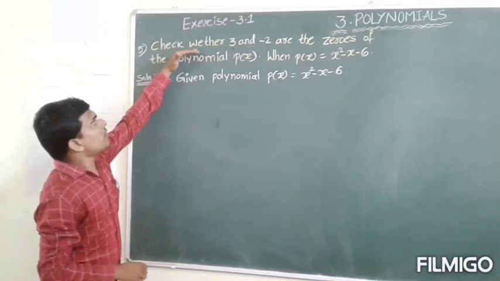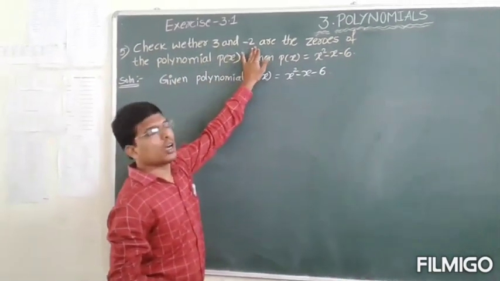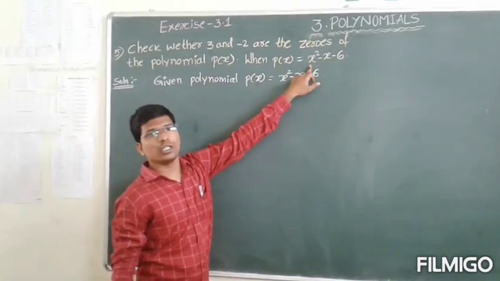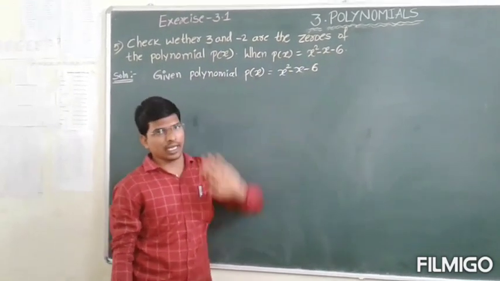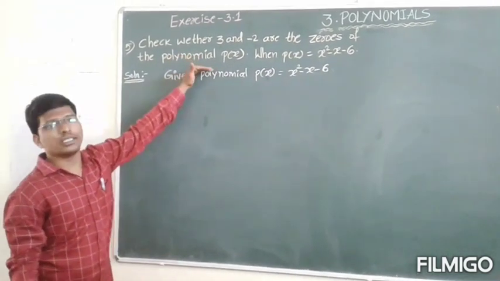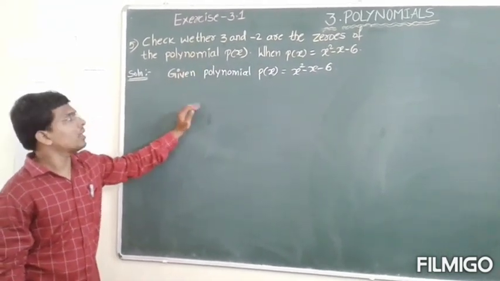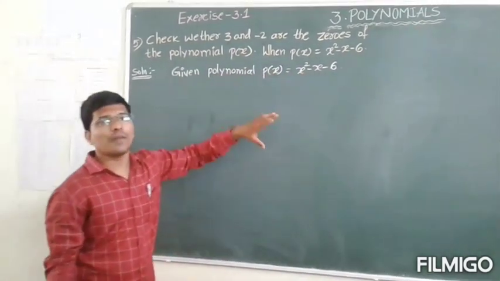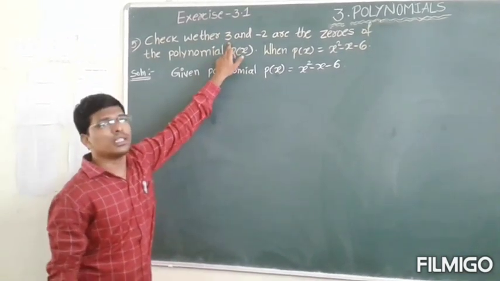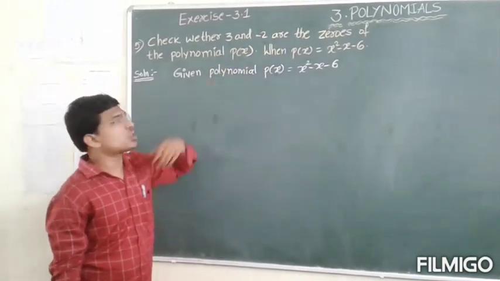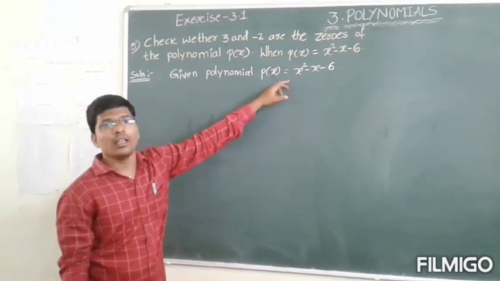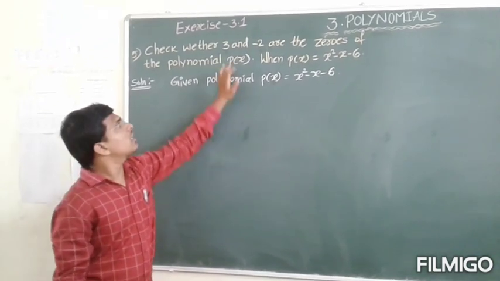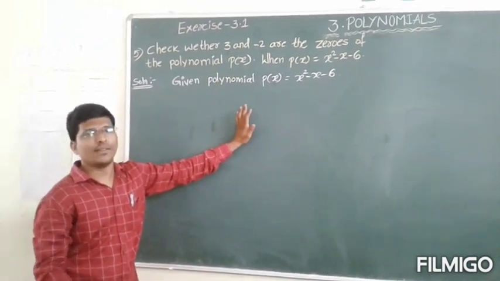Fifth question: check whether 3 and minus 2 are the zeros of the polynomial p of x, where p of x is equal to x square minus x minus 6. This is the fifth question, same as the previous one. Here he has given one polynomial for us, and we have to substitute the given values 3 and minus 2. If I substitute 3 in the given polynomial and the whole value of the polynomial is 0, then I can say 3 is a zero of the given polynomial.